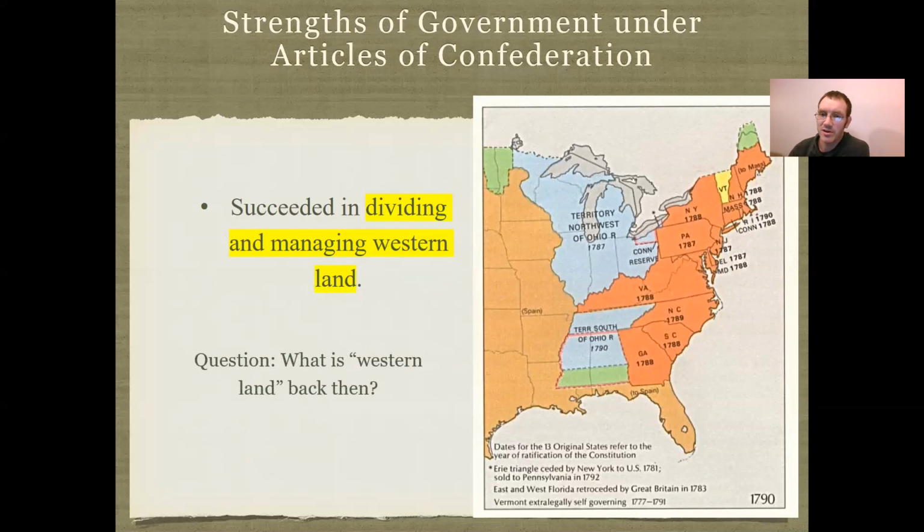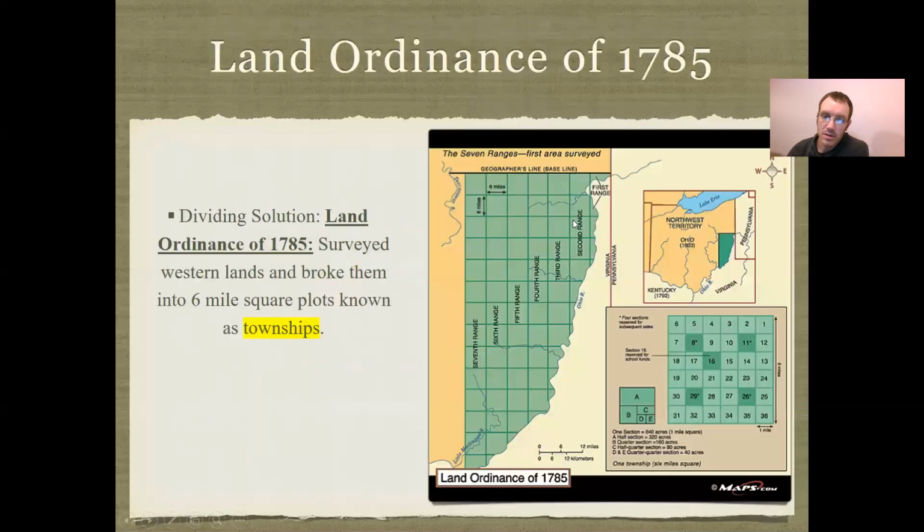Well, before we get to that, what are the Western lands back then? Well, we are the Western lands, which is kind of crazy. You have your original colonies over here, and really the land in the West is everything up to the Mississippi River. So when we talk about dividing and managing Western land, we're talking about Minnesota, Illinois, part of Wisconsin, all those different things. So how'd they do it?